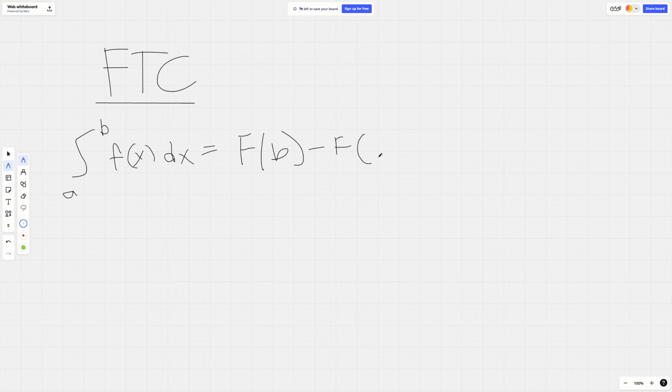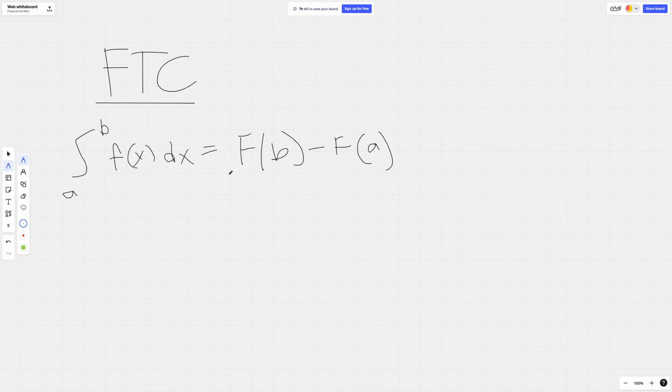And what big F of B and big F of A really mean is that big F of x is basically just the antiderivative of f of x. So we're saying that we can always evaluate a definite integral by first finding the antiderivative, big F of x, and then computing its values at the upper and lower limits and subtracting them correspondingly. So we're going to take the antiderivative of this definite integral f of x and plug in the b and a values respectively into that antiderivative and get the difference of those two output values.